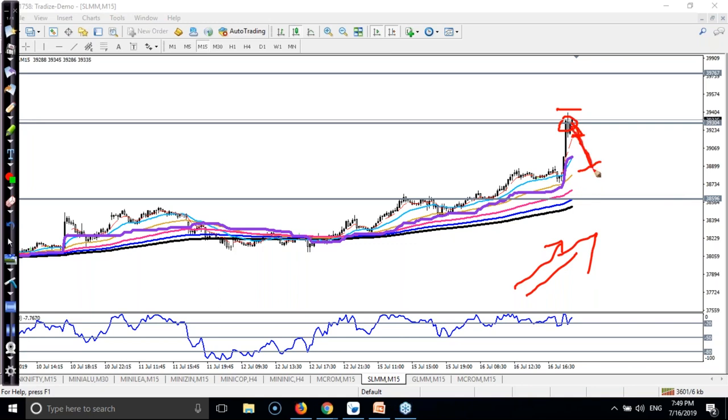Small sell. When price retraces near the moving average, which moving average is it following? The yellow color is called the 50 moving average. You can see price broke and retested the 50 moving average, created a higher high, retested the 50 moving average again, gone up, retested the 50 moving average, gone up.